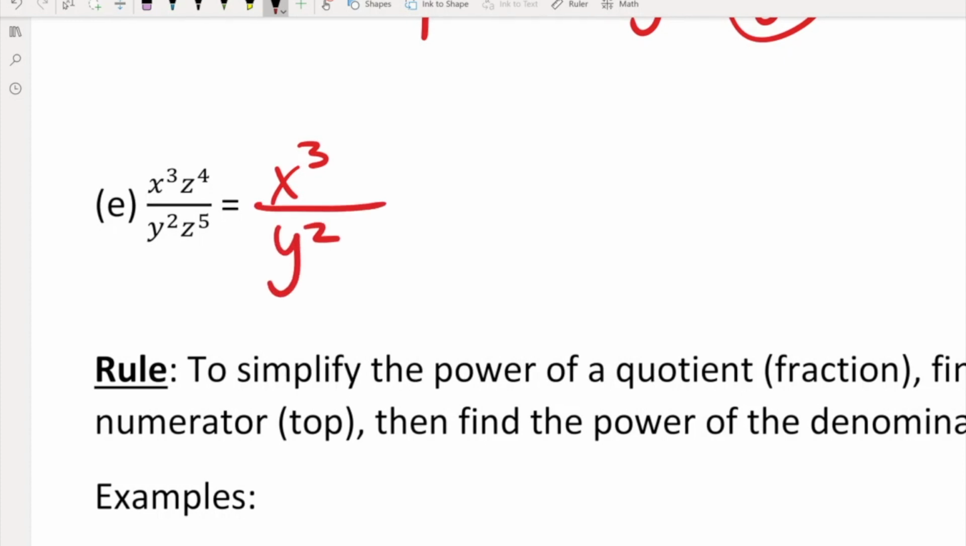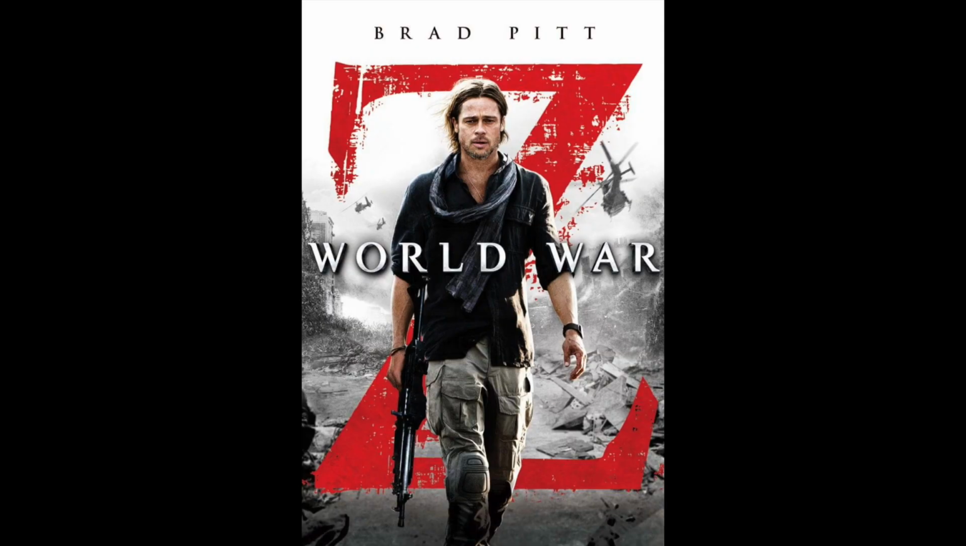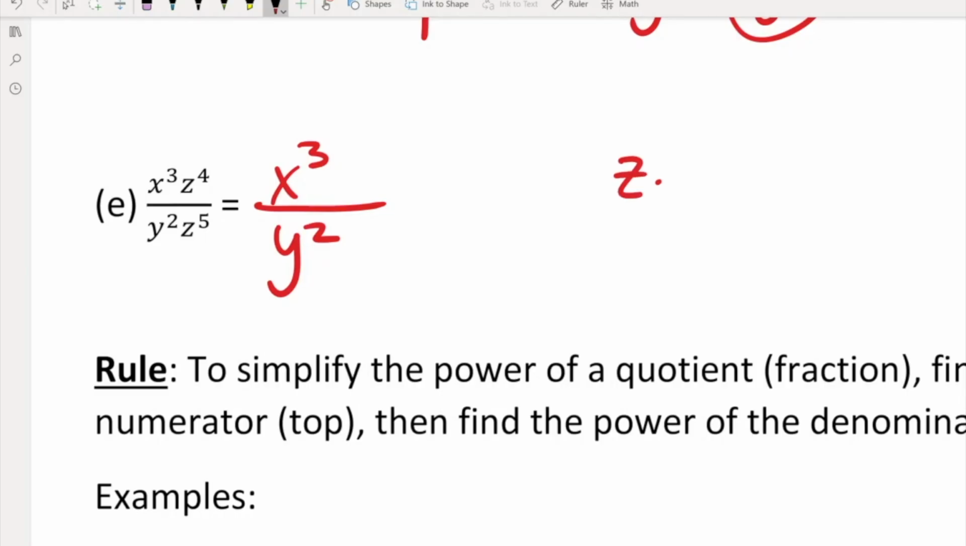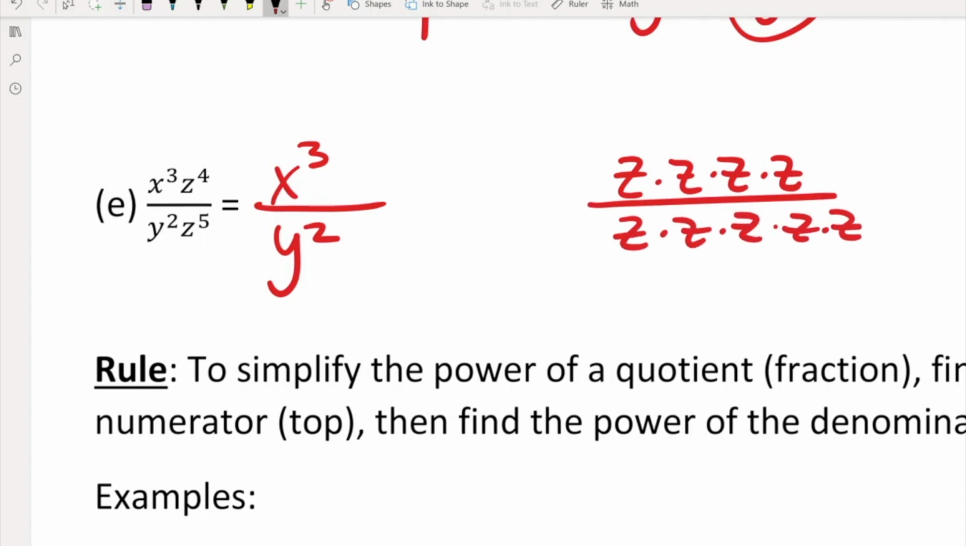But the z's, there's 4 z's on top and there's 5 z's on the bottom. So what I'd like you to do is think about if it was a z war. So if 4 z's on top of a fraction go to war against 5 z's on the bottom, and lots of people die in war, so this is going to cancel, cancel, cancel, cancel. You can see the 1 that is bigger is the one that's going to win. So because the 5 is bigger than the 4, you just do 5 minus 4 and then put the answer wherever there's more. There's more z's on the bottom.